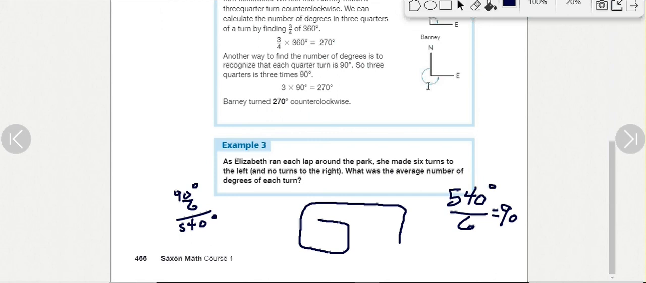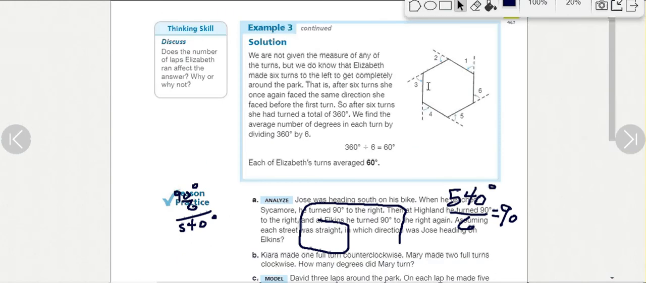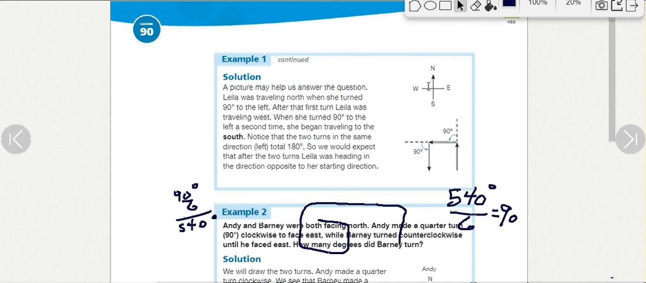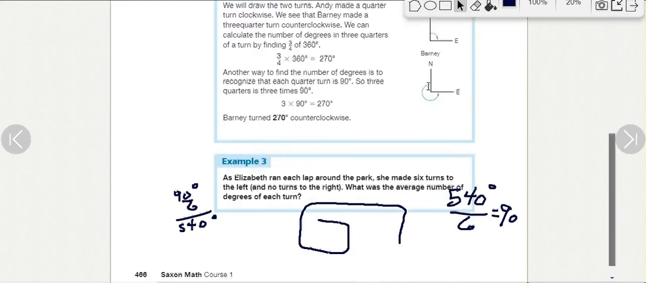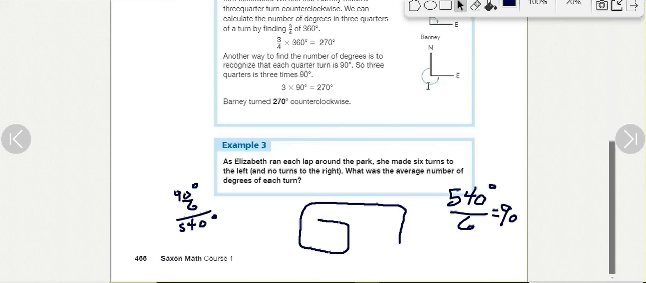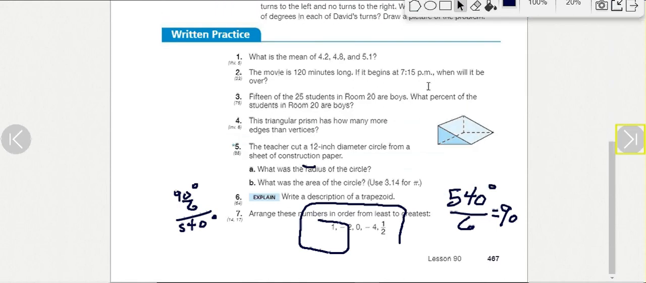I haven't honestly looked at the next page, but it seems like they said 6 turns. Uh-oh, I did something wrong. We are not given the measure of the turns. Okay, but we do know that Elizabeth made 6 turns to the left to get completely around the park. Did they say she got around the park? In my drawing, she didn't. I guess they call them laps. I guess we have to figure she's getting all the way around.